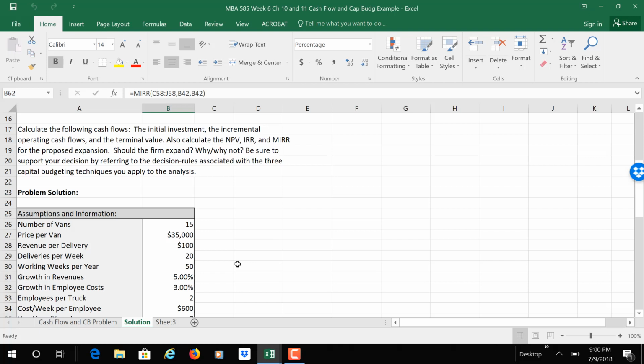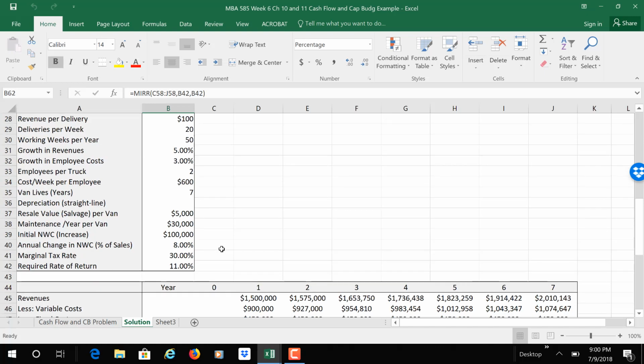As you bring new projects online, you may find yourself with additional inventory or additional accounts receivable, or perhaps even some additional accounts payable. Those items make up your net working capital, and we will assume that those change with our level of sales, and that there will be an annual change in net working capital as a percentage of sales, and it will be 8% of total sales. So if you have a $100 change in sales, 8% of that would be an additional $8 in net working capital.